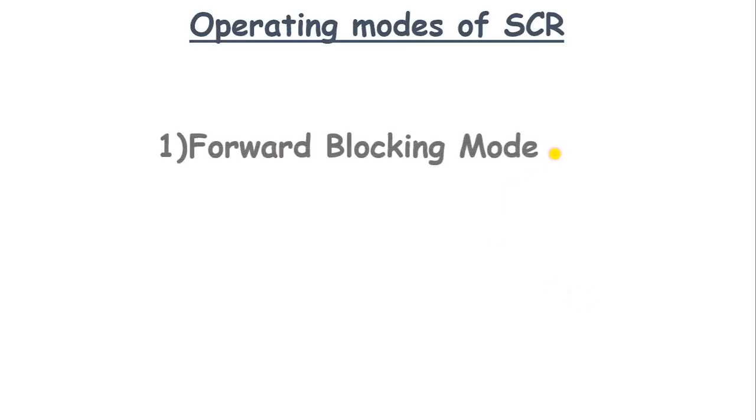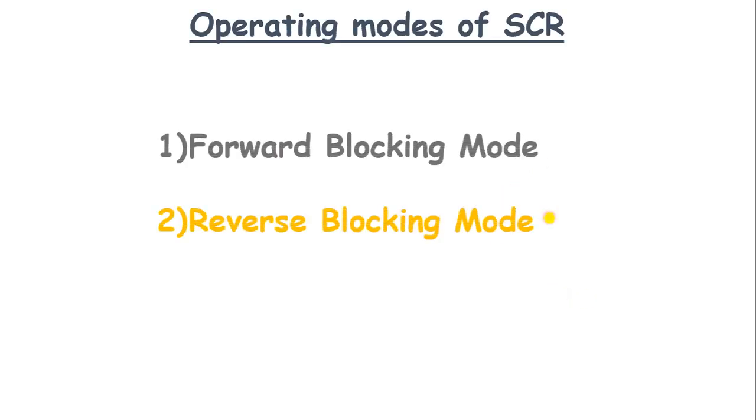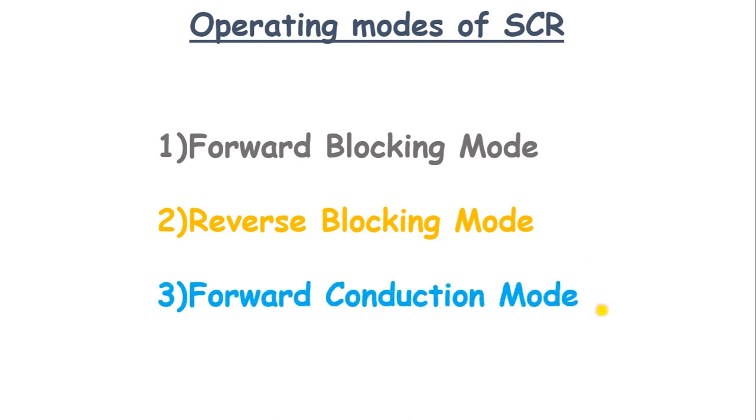Now we can see the operating modes of SCR. There are 3 operating modes. This means that one can operate an SCR in any one of the following 3 modes. The first mode is forward blocking mode. The second one is reverse blocking mode. Then the third one is forward conduction mode. We will see them one by one.